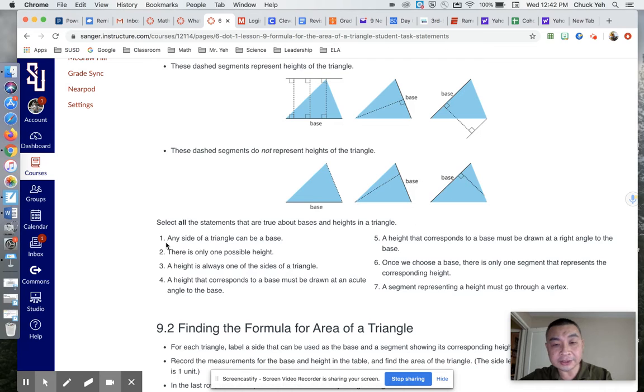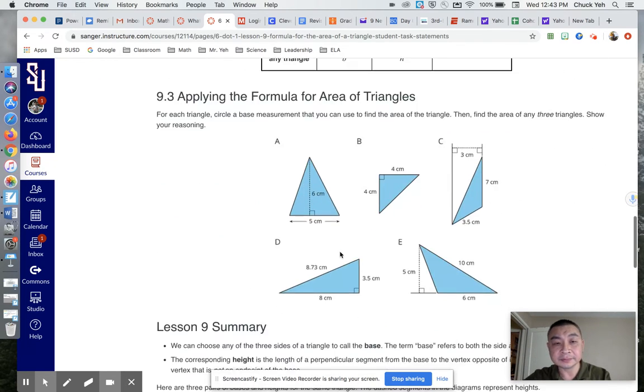All right, so the answer is 1 and 5. Any side of a triangle can be a base. And then a height that corresponds to a base must be drawn at a right angle to the base. So see, right angle here, right angle here, right angle, right angle, right angle. So 1 and 5 is the answer.